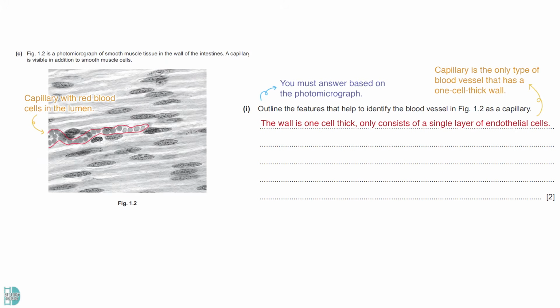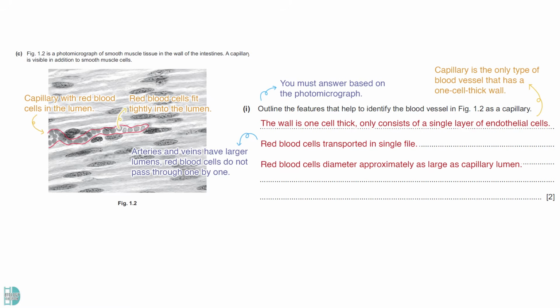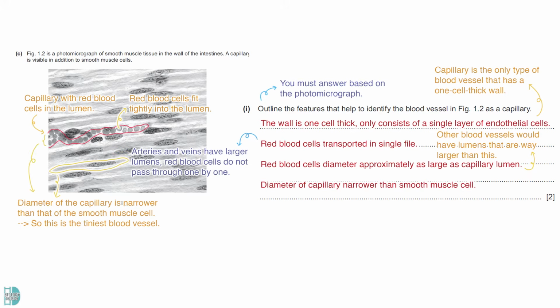Due to the small lumen, red blood cells are transported in a single file. Other blood vessels, like arteries and veins, have a larger lumen. Red blood cells do not pass through them one by one. Next, we can see the red blood cells fit tightly into the lumen. This means their diameters are approximately the same size as the capillary lumen. Other blood vessels would have lumens that are way larger than this. The diameter of the capillary is narrower than that of a smooth muscle cell. This is because a capillary is the tiniest blood vessel we have.